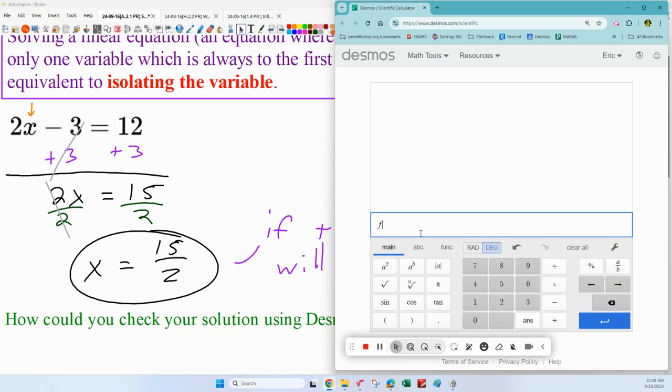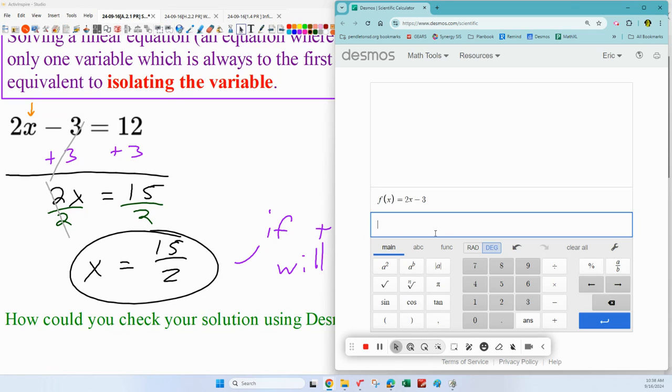So first thing we would do is use this function notation. We'd say f of x equals, and then whatever the equation is on the left side, we just type that in. Okay, so there's our function. Just hit enter. It's in there.